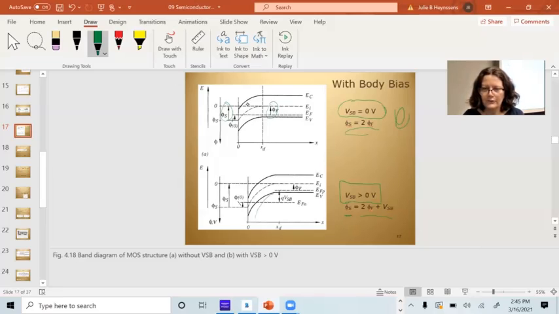So pretty much what I said, for those of you who are looking at me with a funny look on your face, is if I put a body bias across there, I have to put more voltage across the gate in order to overcome this barrier. The flat band voltage doesn't increase. The threshold voltage will increase. I have to put more energy into it if I have a non-zero source to body voltage.